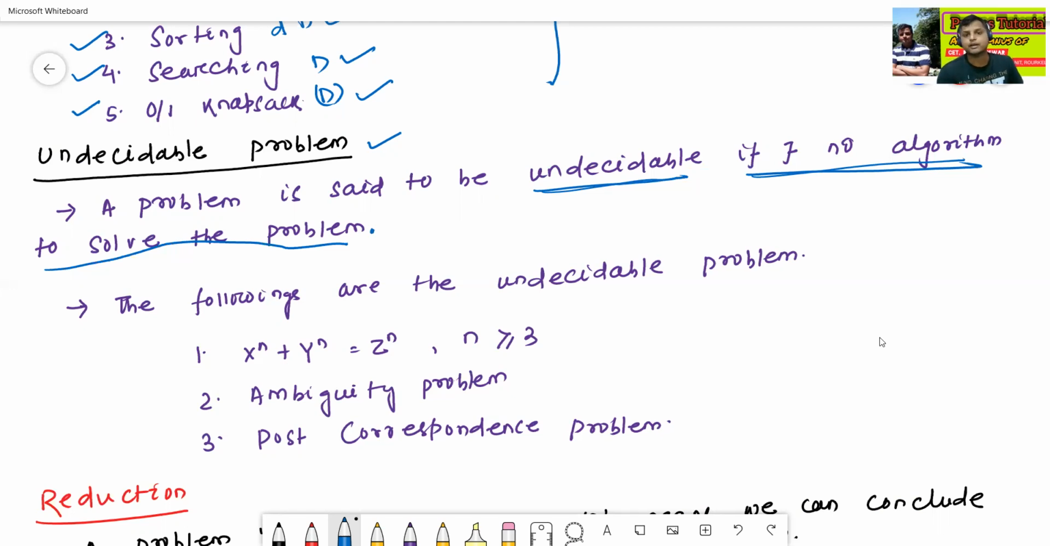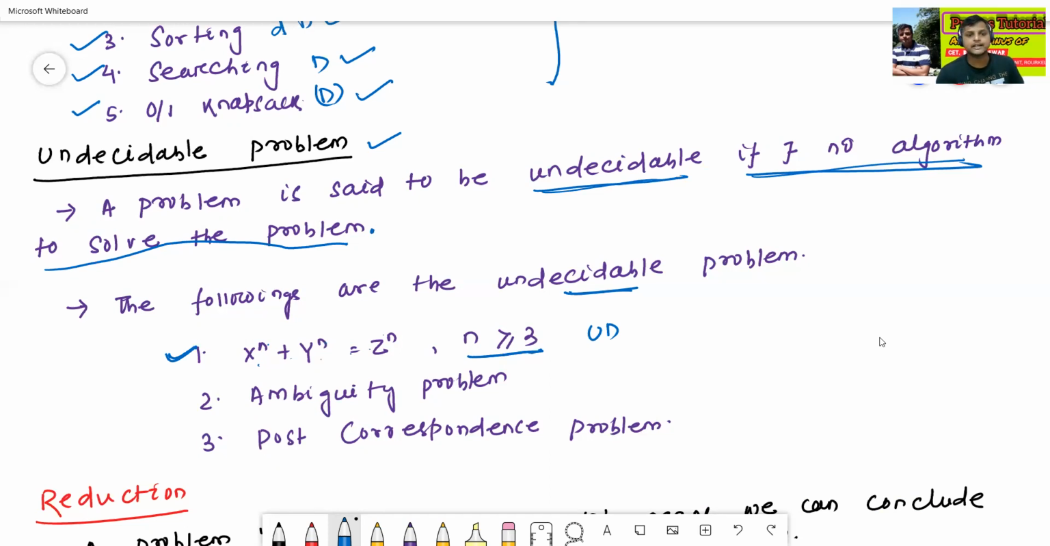The following are undecidable problems. The first one is x to the power n plus y to the power n equals z to the power n, where n is greater than or equal to 3. That means if the n value is less than 3, this problem is decidable. But for n greater than or equal to 3, this problem is undecidable.